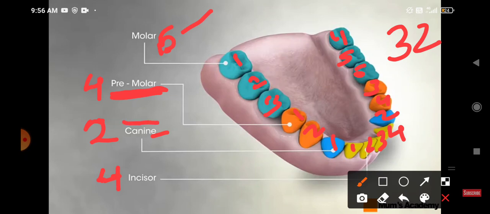Canines are used for tearing the food. Canines are sharp. These are the canines. These are sharp. So these are used for tearing the food. And there are 4 incisors teeth that is used for biting the food.